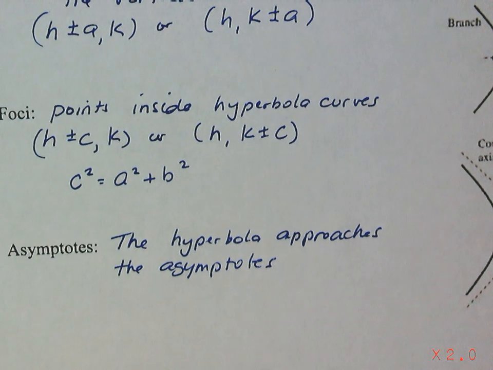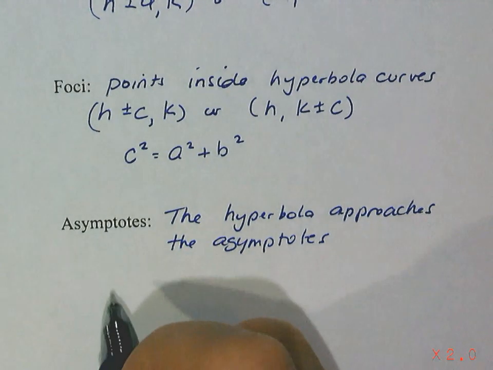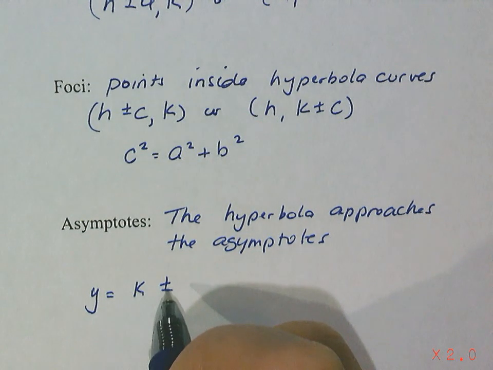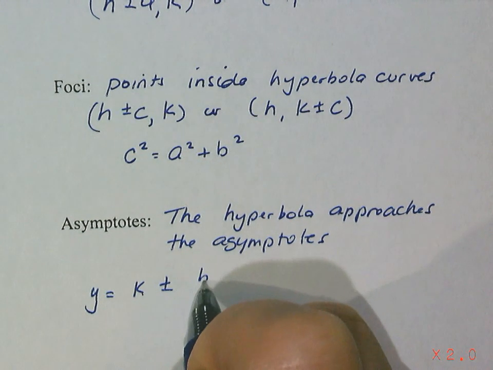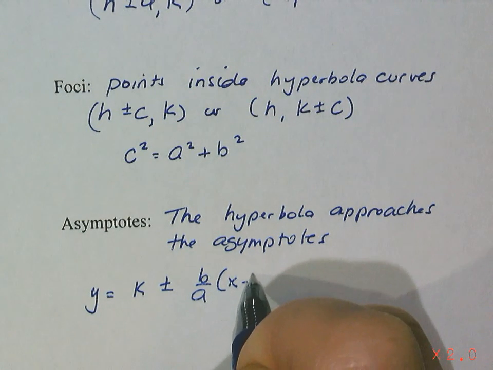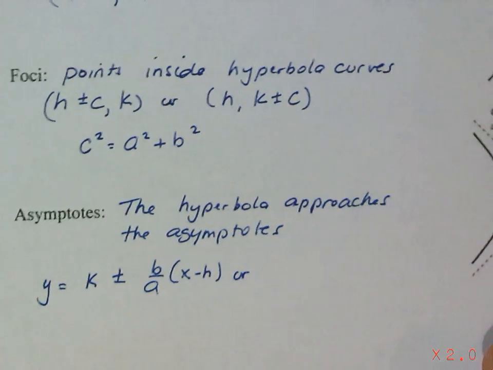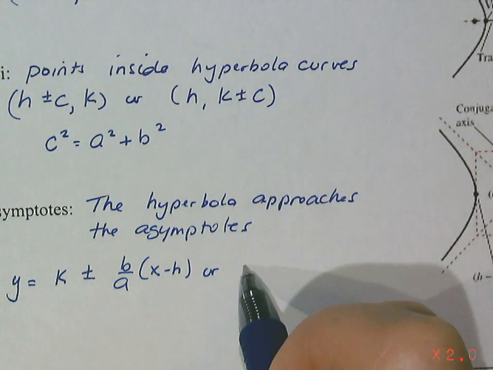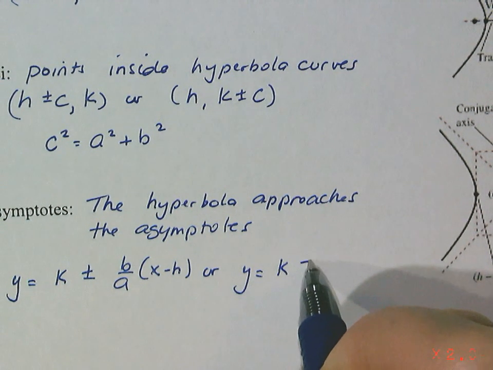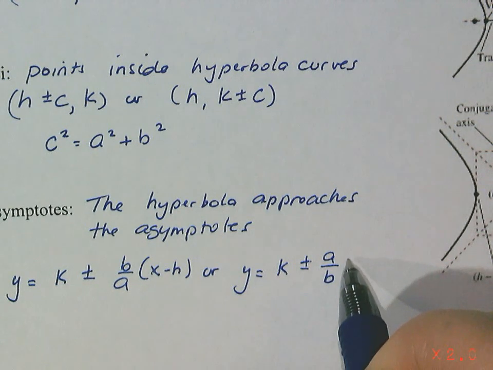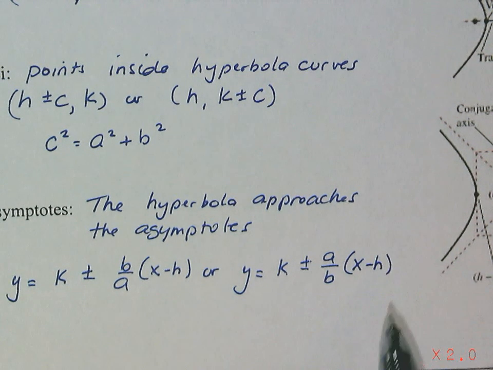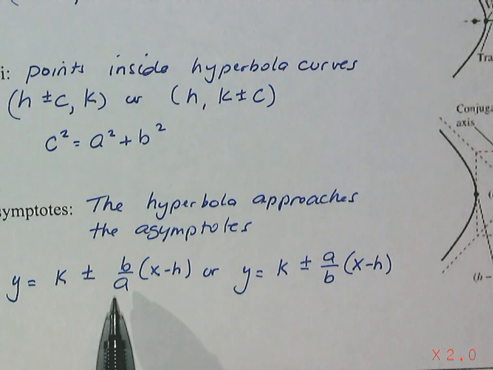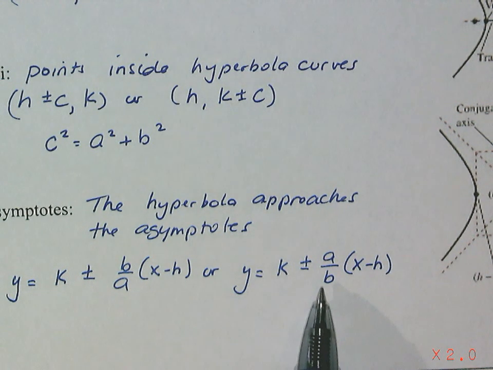And there's formulas for these as well. So I've got y equals k plus or minus the ratio of b over a times x minus h. Or, and there's a very little difference, I'll explain to you what the difference is. y equals k plus or minus a over b times x minus h. The formulas are exactly the same except for one is b over a and one is a over b.